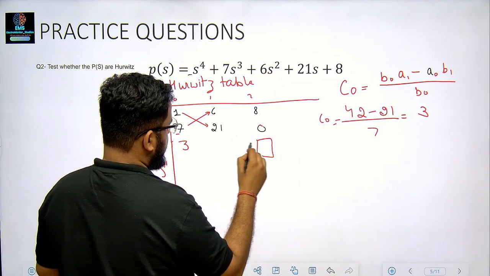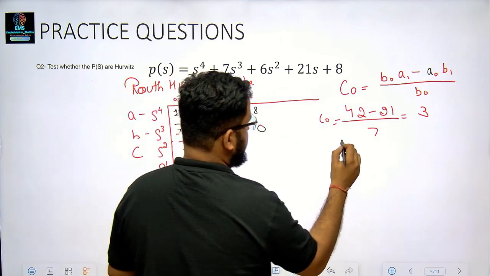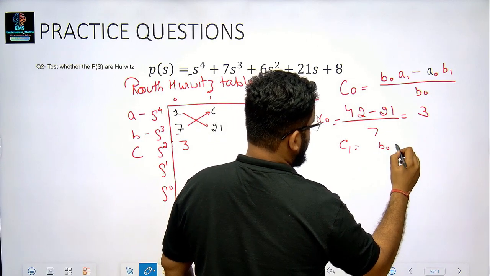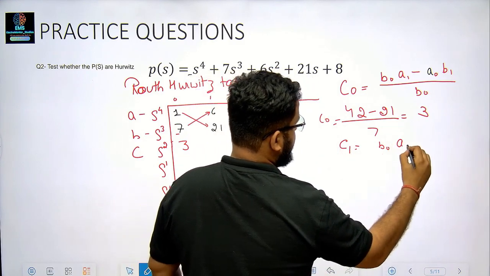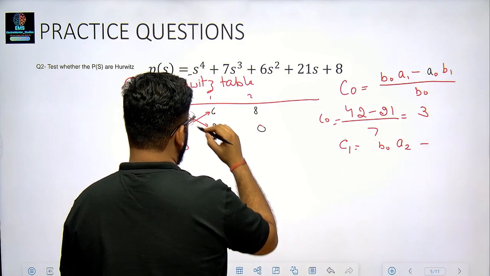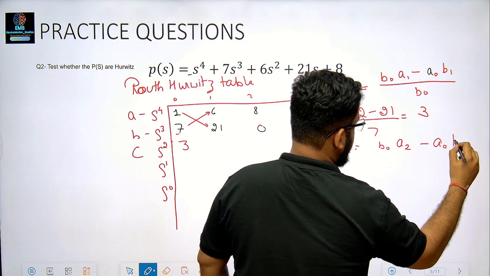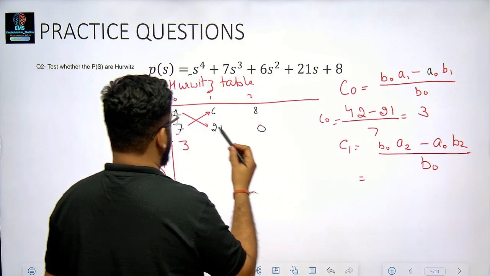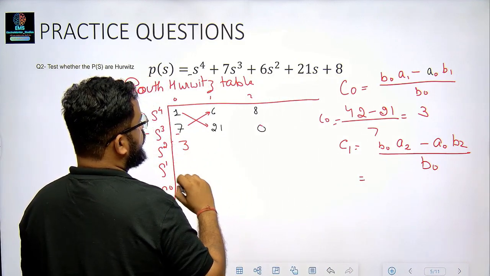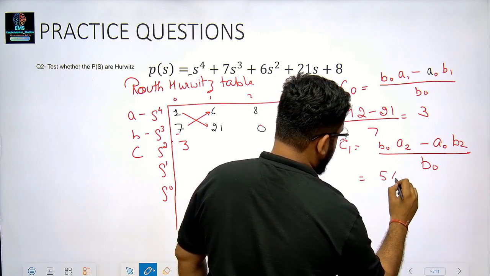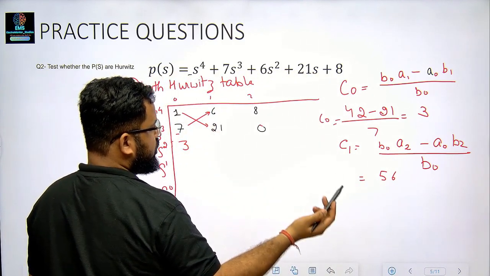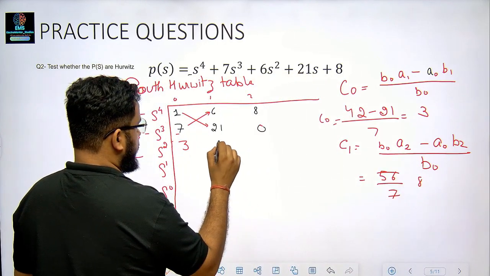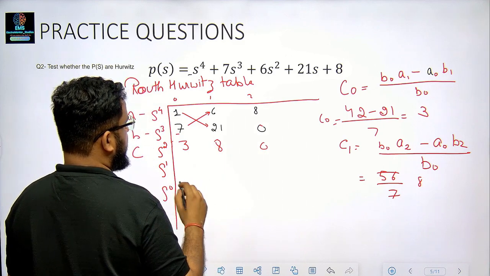Moving ahead, what about my C1? My C1 will be B0 multiplied by A2 minus A0 multiplied by B2, divided by B0. So it would be B0, that is 7, multiplied by A2, that is 8, 7 8s are 56. 1 multiplied by 0 is 0, divided by 7, this is 8. So we've got 8. The last term still remains 0.